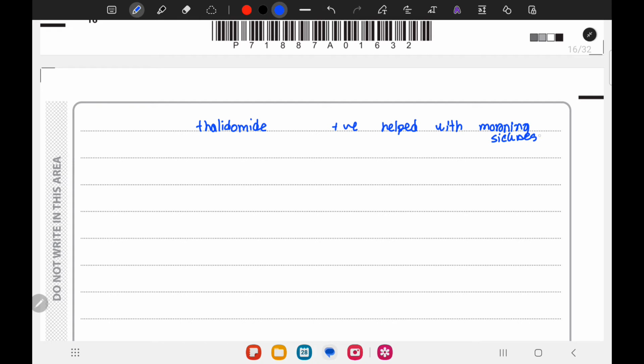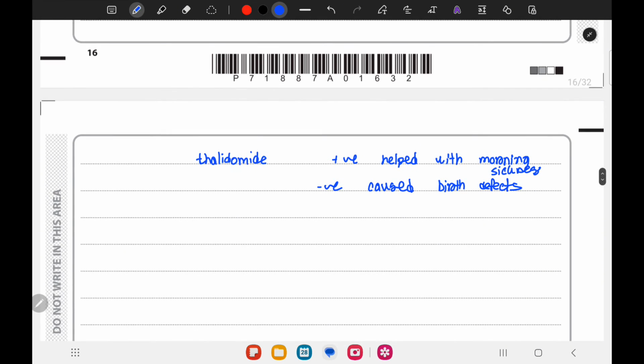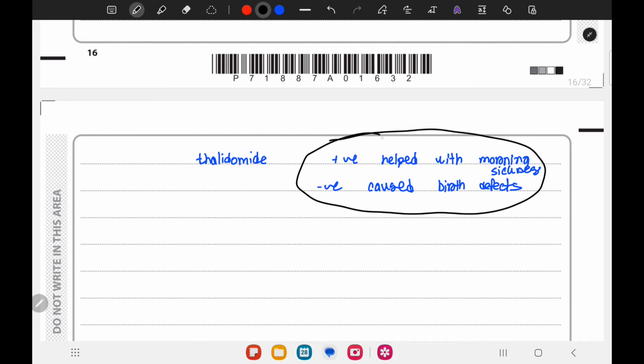However, the negative enantiomer had dangerous side effects which caused birth defects in the children whose mothers took this medicine. So, the negative enantiomer caused birth defects, while the positive enantiomer helped with morning sickness and had no side effects. So this was one problem with this medicine. From here we can see a clear example of how the body prefers one enantiomer over the other.